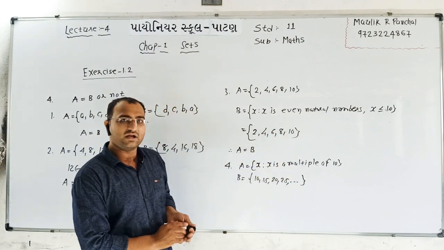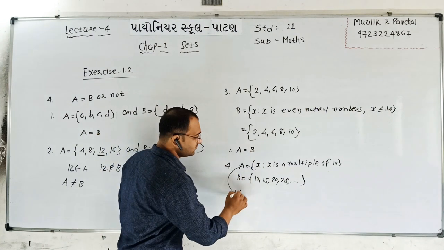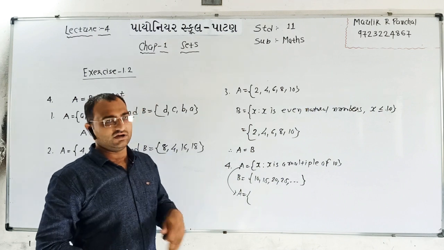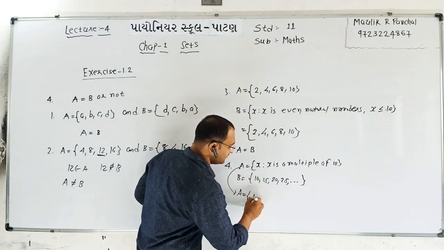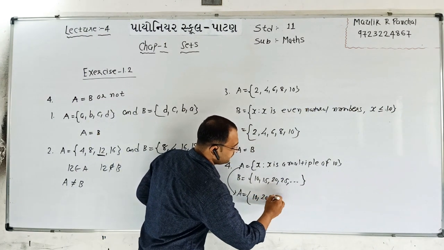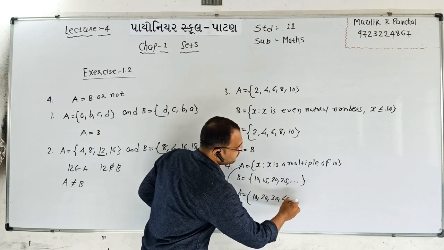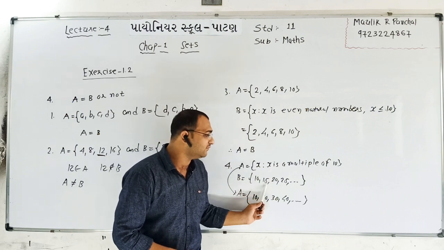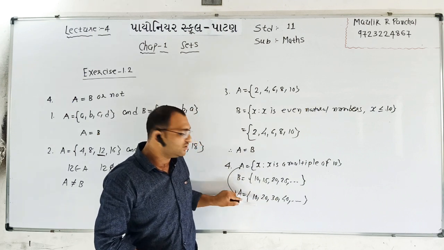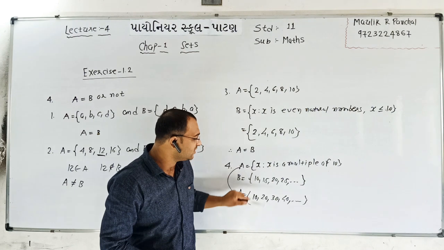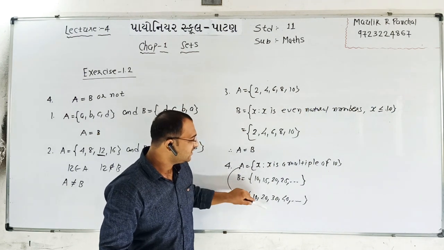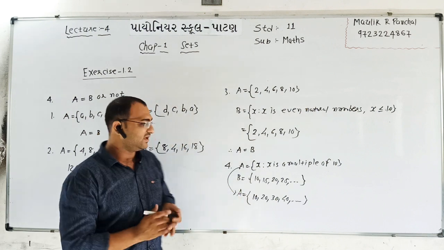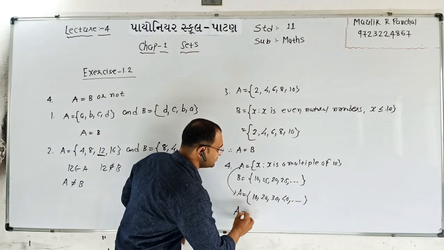First find the tabular form of A. Multiples of 10: 10, 20, 30, 40 up to infinity. But members of B are 10, 15. 15 is not included in A, and 25 is not included in A, that means members of A and B are not same. That means A does not equal B.